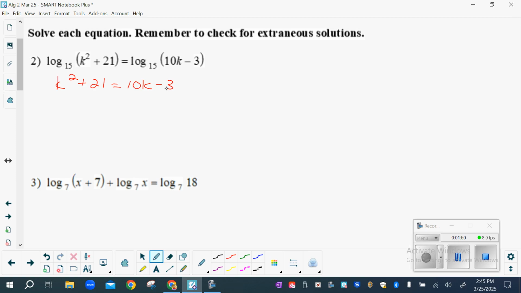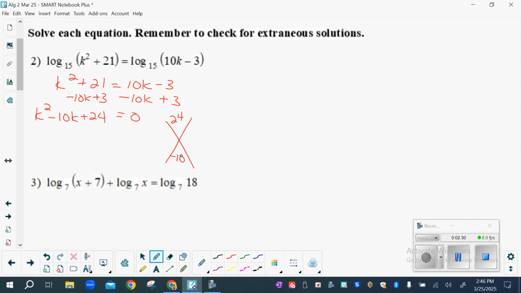Well, thank you for raising your hand. So you want to minus the 10k and then plus 3. So good, 0. What told him that is that we have the k squared and we have some k's. So in order to do that, we need to be able to factor. We need to set it equal to 0. So we get k squared minus 10k plus 24 is 0. What next? We want to factor, so we're going to use the x. What multiplies to 24 that adds to negative 10?